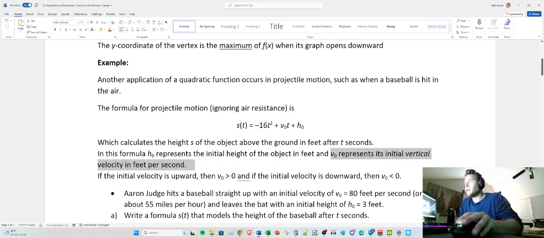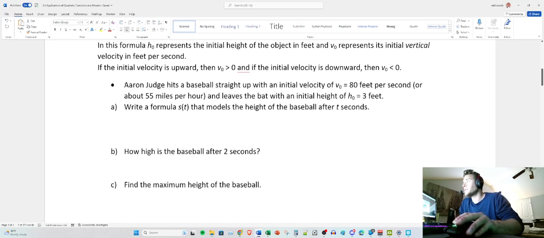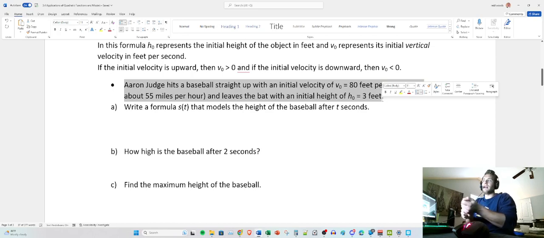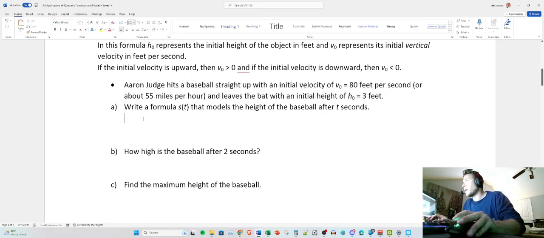Whenever you have an upward velocity, v naught is greater than 0, so it's a positive number. And if it's going downward, then it's a negative number. Now we're going to apply this immediately in a context. We're talking about baseball down here. It says Aaron Judge hits a baseball straight up with an initial velocity of 80 feet per second, about 55 miles per hour, and it leaves the bat with an initial height of 3 feet. So you can imagine he's swinging the bat, boom, he gets a velocity of 80 feet per second, and the contact point with the bat is at 3 feet off the ground. Write a formula that models it.